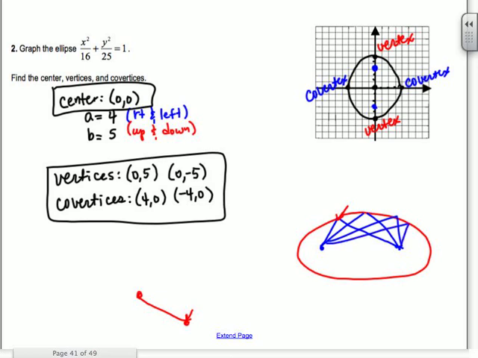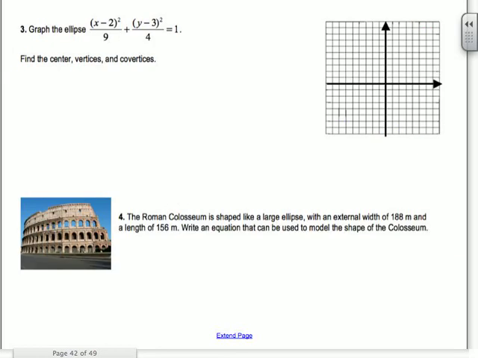All right, so let's try another one. Graph the ellipse (x minus 2) squared over 9 plus (y minus 3) squared over 4 equals 1. Find the center, vertices, and co-vertices. The vertices and co-vertices are going to be harder, but if you just count on your grid, you should be fine. So how about you guys go ahead and try this one.